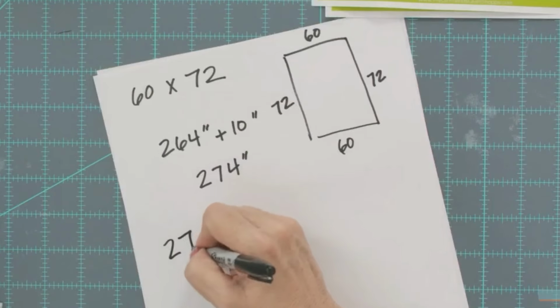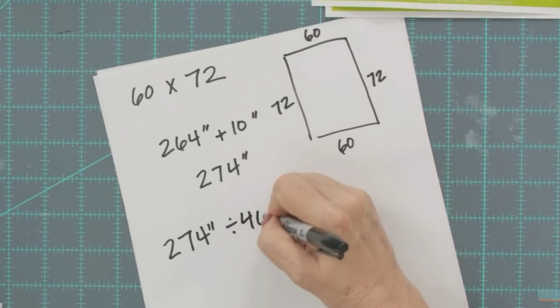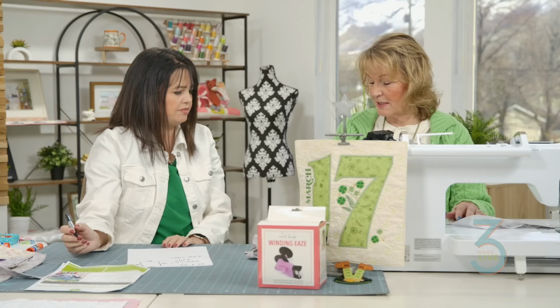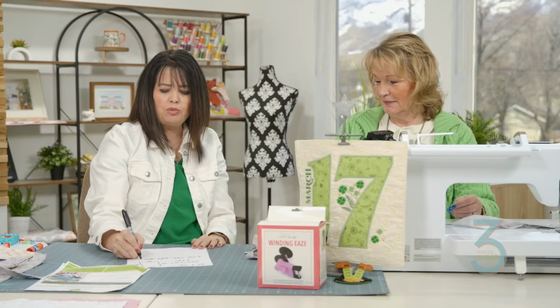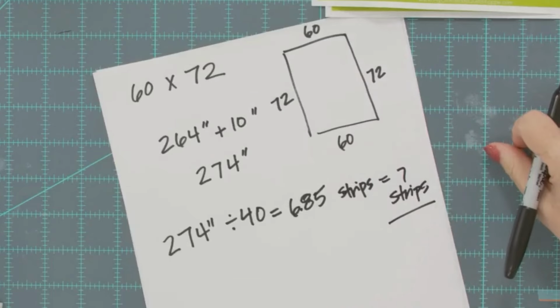So we're gonna take the total number of inches and divide it by 40. What number does that give us? 6.85. So if we round it up, we've got 7 strips. 7 strips, folks.